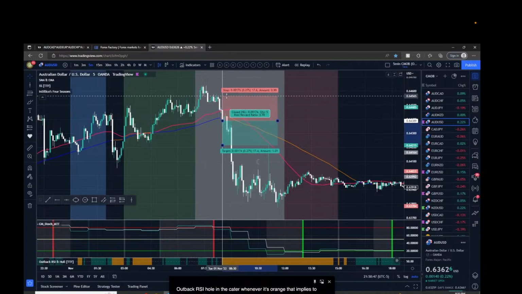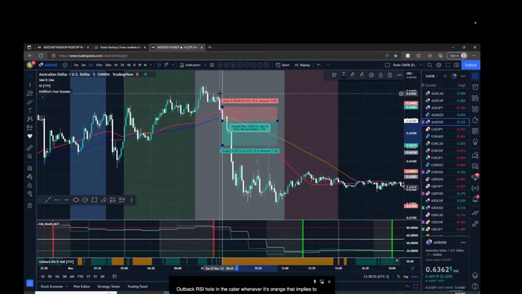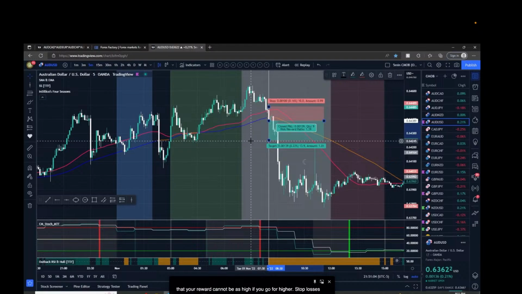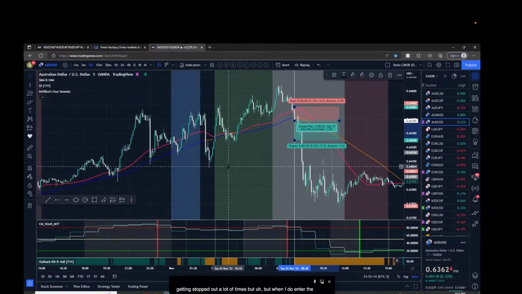You can come up here, you can come all the way up here, but just note that your reward cannot be as high if you go for higher stop losses, and that's okay. It depends on your personal preference. And my personal preference, I actually like tight stop losses. I don't mind getting stopped out a lot of times, but when I do enter the markets at the right opportunity, which is when all these confluences line up, I can get really good rewards very quickly.